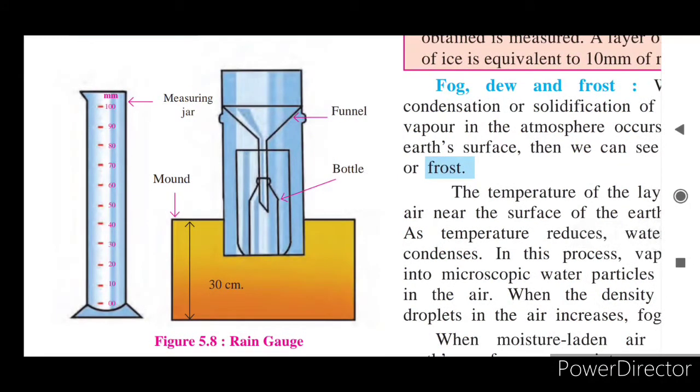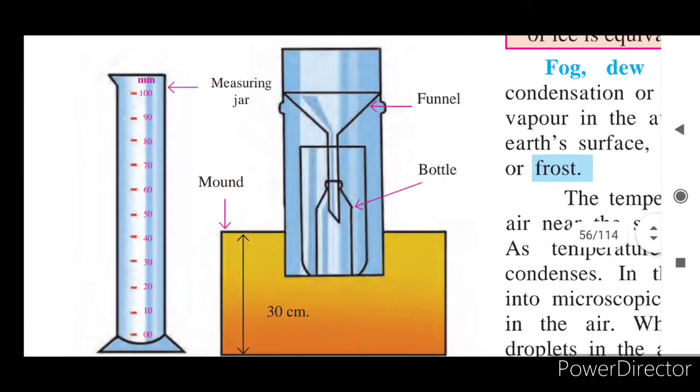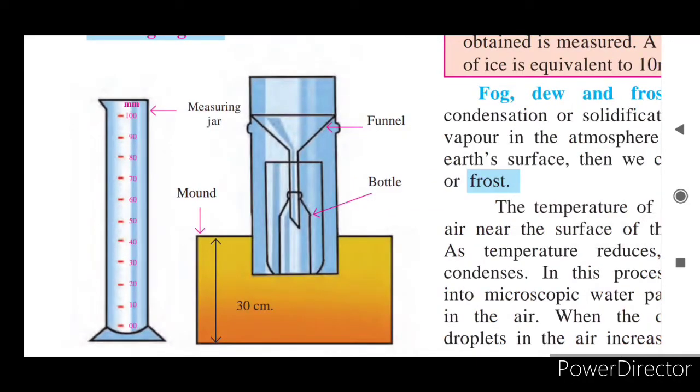One container is there and this funnel is inside. A bottle is also there inside. A measuring jar is given. That measuring jar is in millimeters because we are measuring rainfall in millimeters. So this container is kept at a height. Whenever rainfall is measured, the container should be kept at a high place, meaning there should be no obstacle. The rain should fall directly in that funnel, and through the funnel it should go into the bottle.